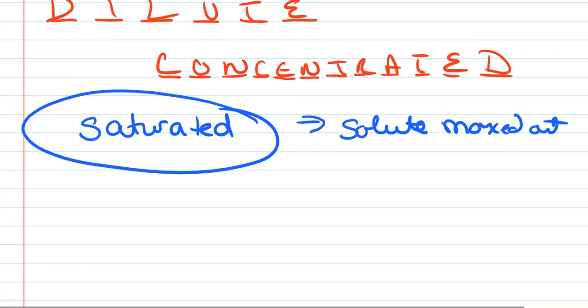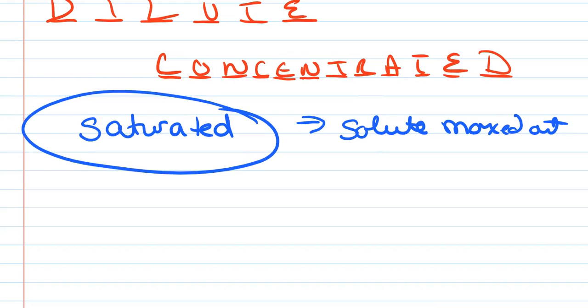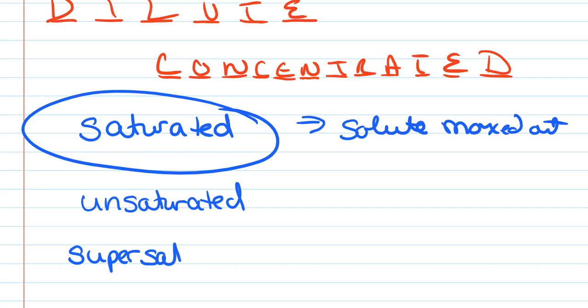So if we have not maxed out how much solute can go in there, if there's less than the maximum solute, what do you think the word's going to be? Unsaturated. And in rare cases, you can have something called a supersaturated solution. Supersaturated is when you actually manage to get more than is possible in your solution.